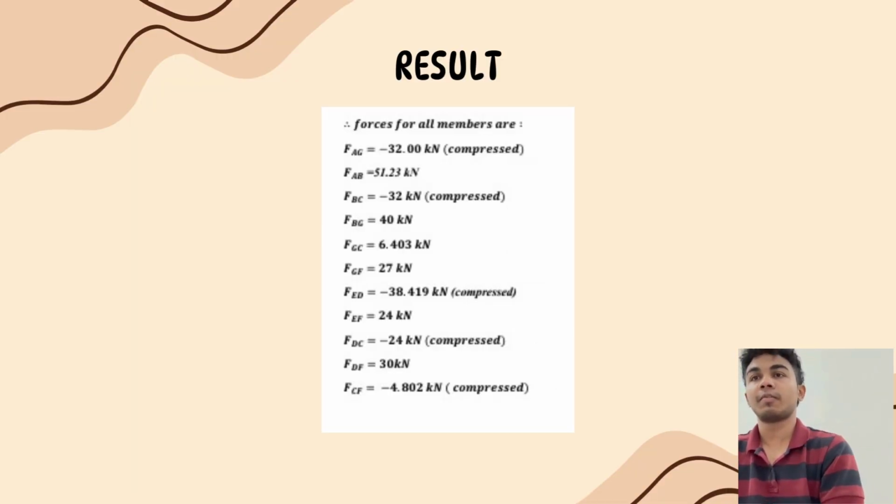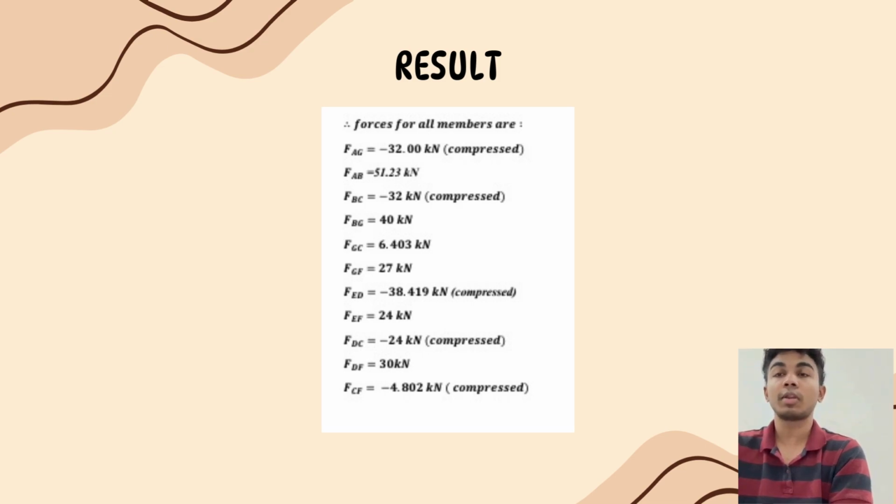Now I'd like to talk about the result that we obtained from this calculation, which is the answer for all the members. As you can see, I've listed down the members here and the answers as well. Forces for all members are FAG negative 32 in compressed state, FAB 51.23 kilonewton, FBC negative 32 in compressed state, FBG 40 kilonewton, FGC 6.403 kilonewton, FGF 27 kilonewton, FED negative 38.41 kilonewton in compressed state, FEF 24 kilonewton, FDC negative 24 in compressed state, FDF 30 kilonewton, and finally FCF negative 4.802 kilonewton. That's all from me, thank you.